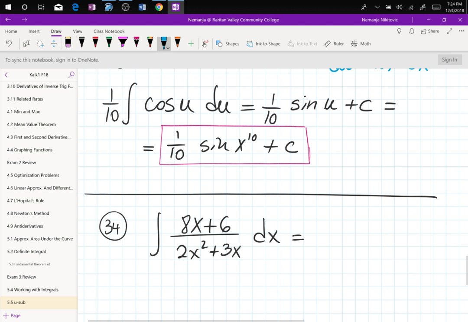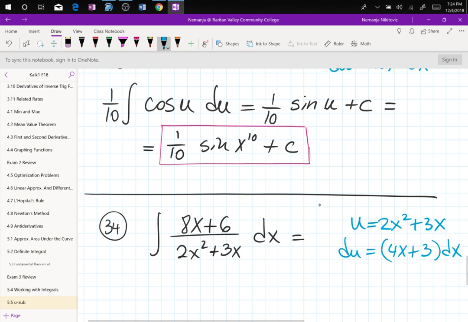What's u? 2x squared plus 3x, good. And what's du? 4x plus 3, everything in parentheses dx, because it's times dx. Those parentheses there are not for decoration. We need them.